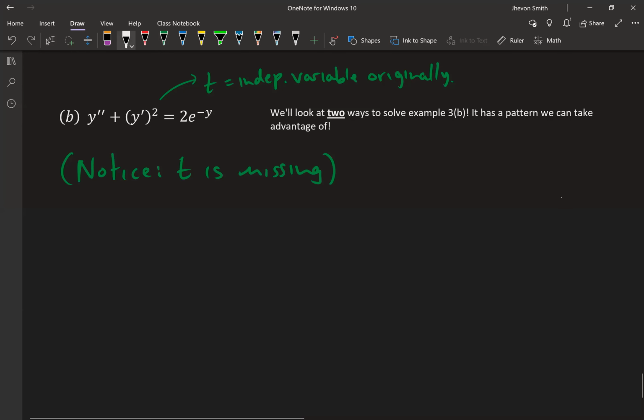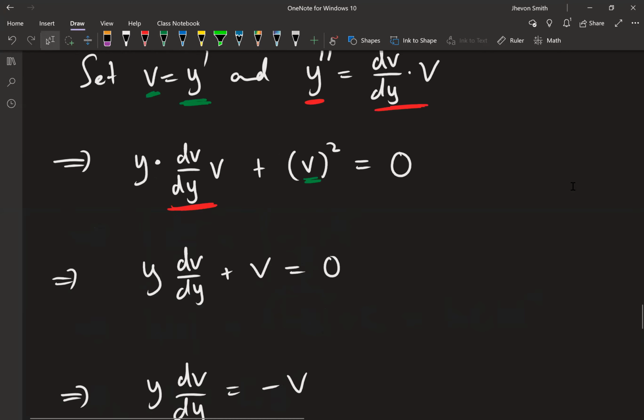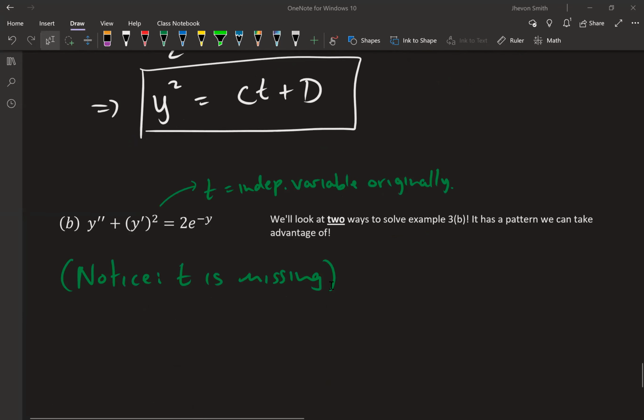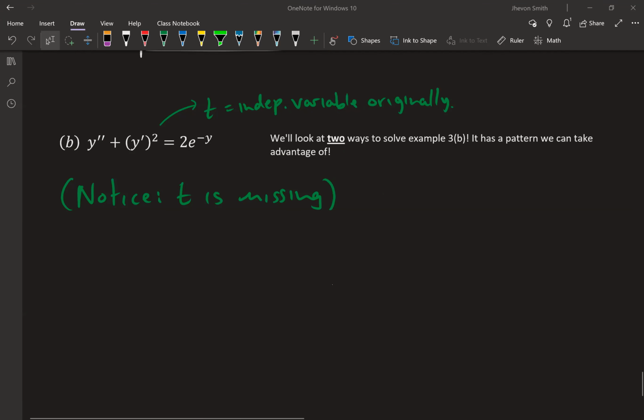Once you notice your t is missing, the previous strategy that I gave you can work, which means you're going to immediately start thinking of this strategy here. Step one, make these substitutions. Step two, you're going to get a first order equation, solve it by any means necessary. Step two is not even an actual step. That's just what you're going to end up with. Step three, you're actually going to solve it. Step four is you're going to actually do the back substitution. So we're going to do that. I noticed that my t is missing. So let's actually do that.